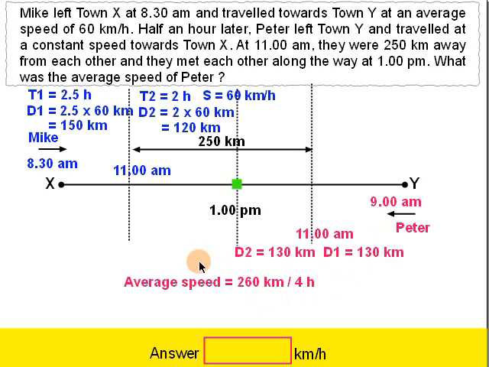Take any sector and divide, continually. 260 km divided by 4 hours, because this is 2 hours and this is 2 hours, so 4 hours. So 260 divided by 4 gives us 65 km per hour. And that was the average speed of Peter. Alright, that's how we find it.